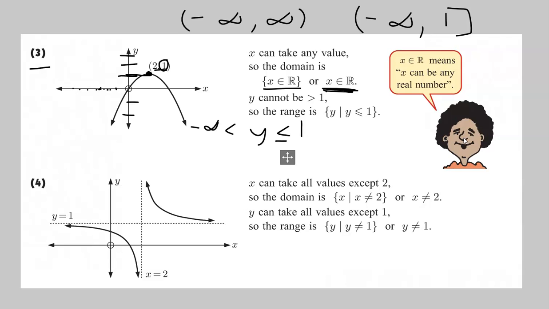But you don't really need to say y is greater than negative infinity, because that's understood already. Y is obviously greater than negative infinity, so we can just leave that part out and just say y is less than or equal to 1. And that would say it's everything from here on down. So that's what they say right there. That's another way to say it.